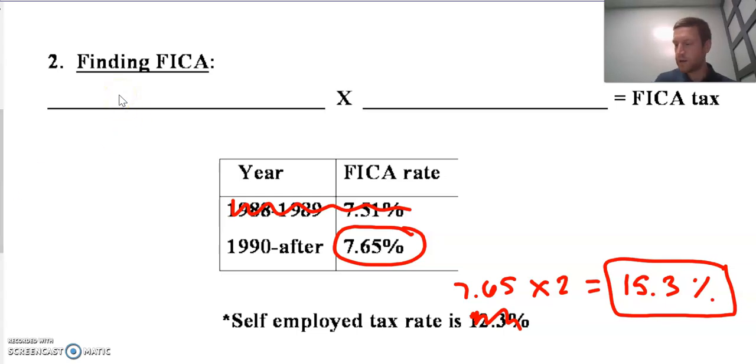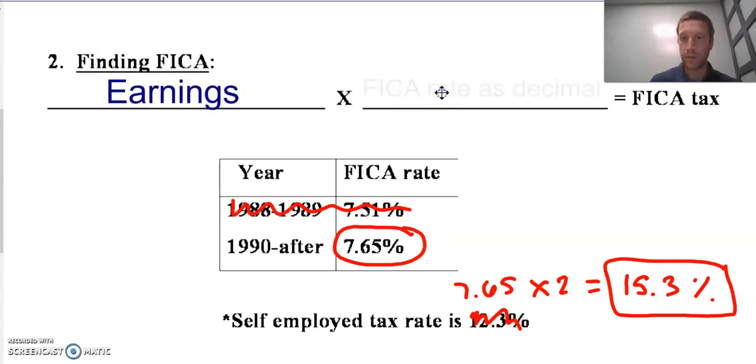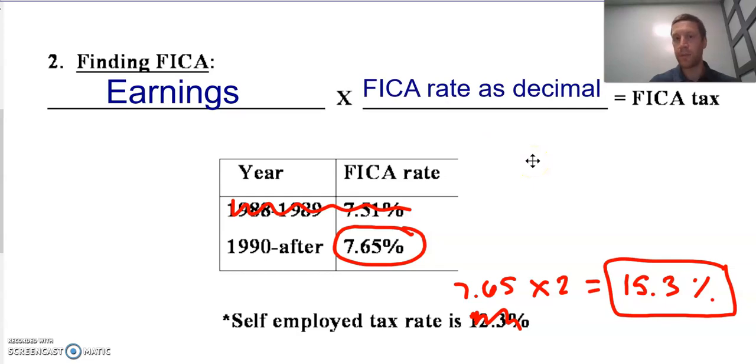So to find FICA, all we're going to do is take our earnings, so how much money you made, and multiply it by this FICA rate, this 7.65% written as a decimal. If you're self-employed, you use 15.3%.